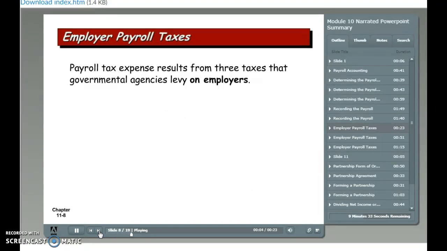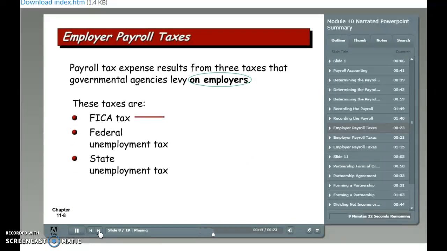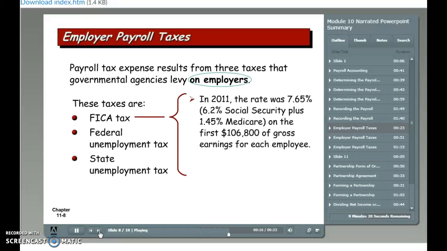In addition to employees having amounts withheld from their paychecks, the company or employer is responsible for payroll taxes. These taxes are FICA tax that in 2011 was 7.65% on the first $106,800 earnings per employee.